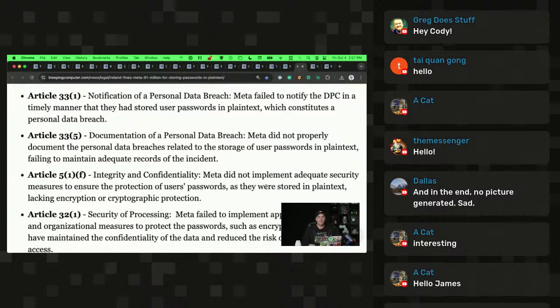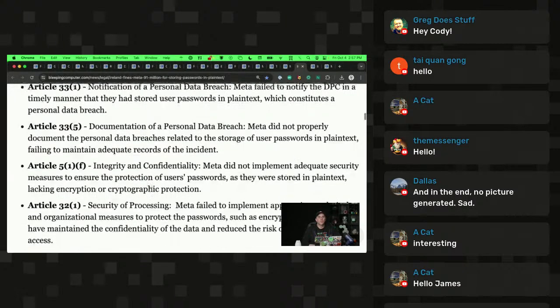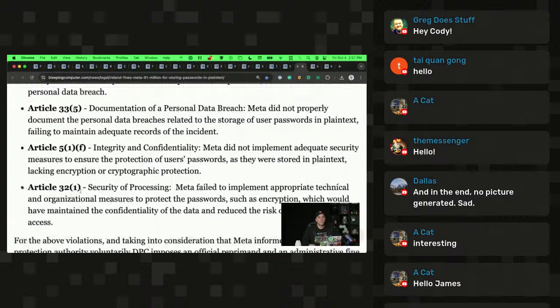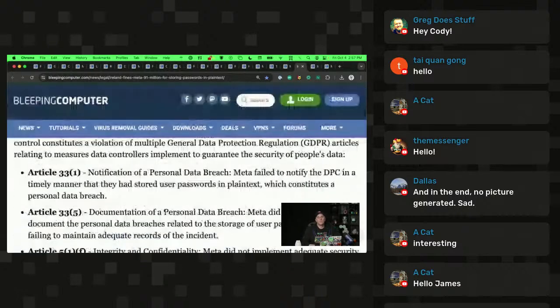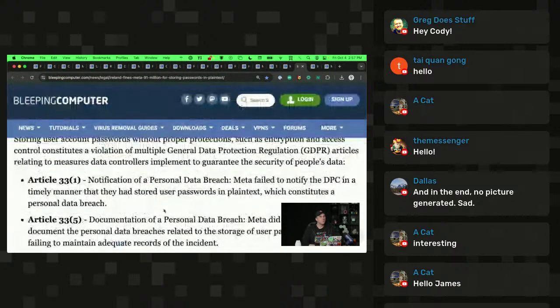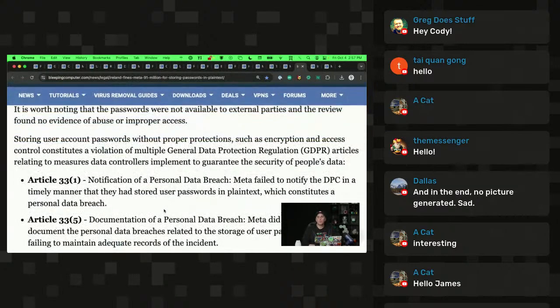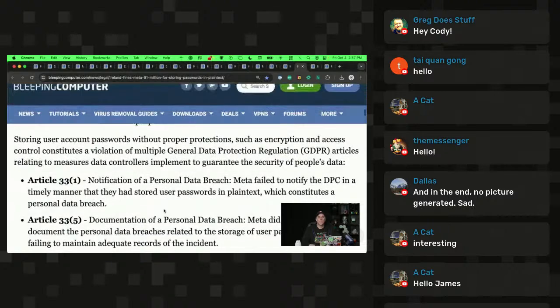They did not implement adequate security measures to ensure the protection of users' passwords. They were stored in plain text and they lacked encryption. And also Article 32, security of processing, failed to implement appropriate technical and organizational measures to protect the passwords, such as encryption, which would have maintained the confidentiality of the data. So while they did get a massive fine, there was no evidence of these passwords being exposed. So apparently once they were discovered, they were eventually reported, and that's when the investigation kind of began here.